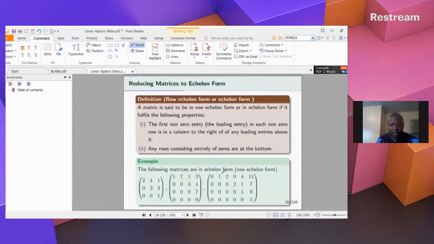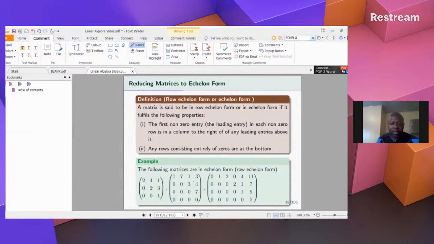Now look at this. The first non-zero entry in the first row is 1. In the second row, the first non-zero entry is 2, so it becomes the leading entry for this row. And in this other row, the first non-zero entry is a 3. Now you want to notice that all rows consisting entirely of zeros must be at the bottom. So you look at the bottom and you see that all the rows consisting entirely of zeros are there. Like here we have zeros.